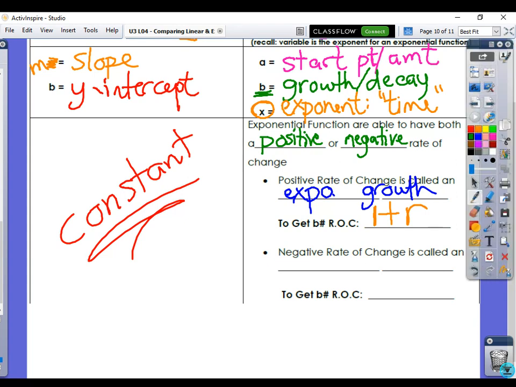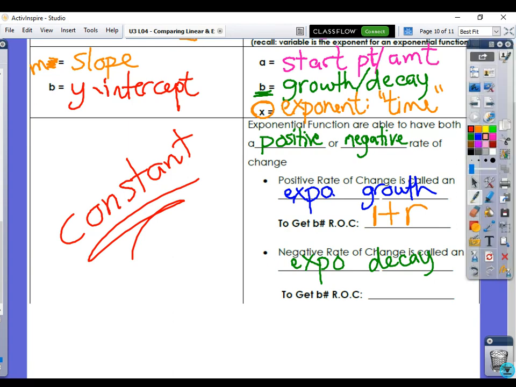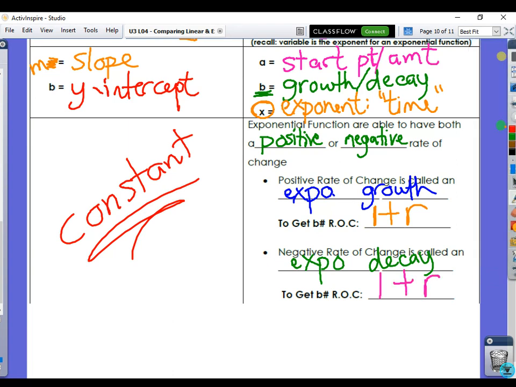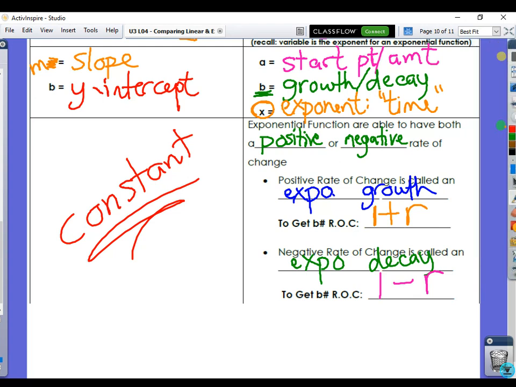For a negative rate of change, that's called exponential decay. We're decaying now. And so instead of 1 plus R, you could probably take a guess. It's going to be 1 minus R. Oops, I still did plus. 1 minus R. So 1 minus whatever that rate of growth is. So that's a key difference here between the positive growth, exponential growth, and negative rate of change, exponential decay.